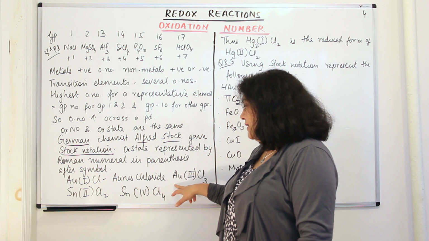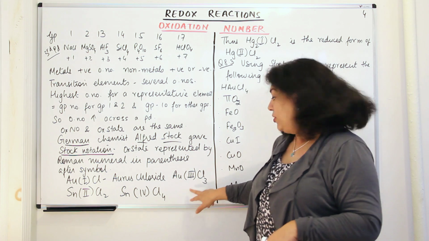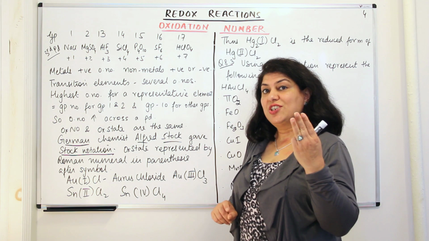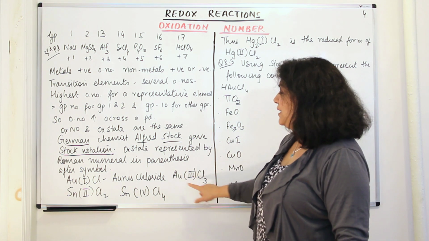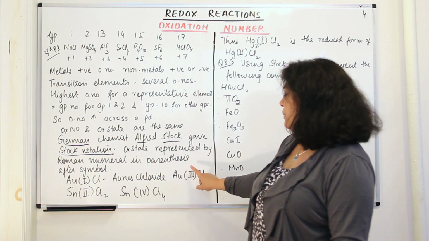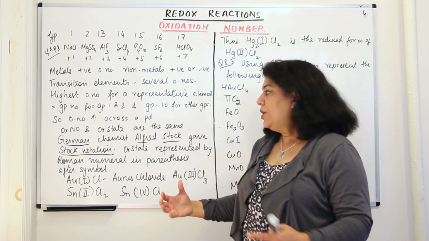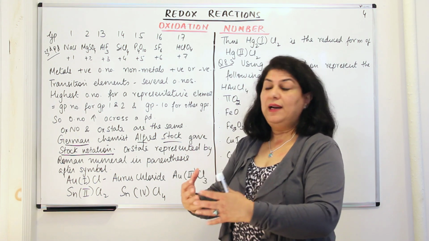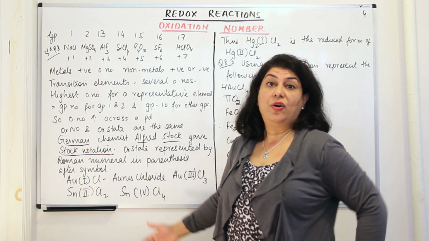In auric chloride, you have AuCl3. There are 3 negative charges because every chlorine has 1 negative charge. So 3 chlorines will have 3 negative charges. So what should be the charge on gold? It should be 3 positive. That is how we determine that in auric chloride, in the stock notation, the charge on gold will be +3, and therefore you will put 3 in a bracket. So that is how, looking at the formula, you can tell what the charge on the metal will be, and then you can write the stock notation. This is the kind of problem that you will be getting in your exams.